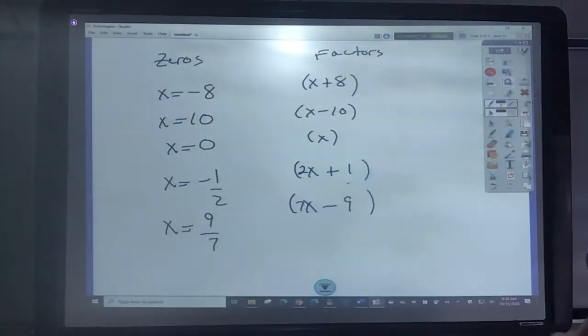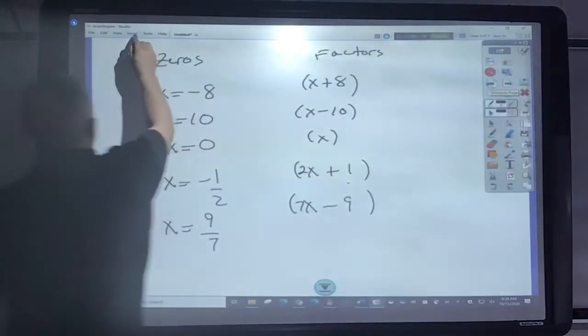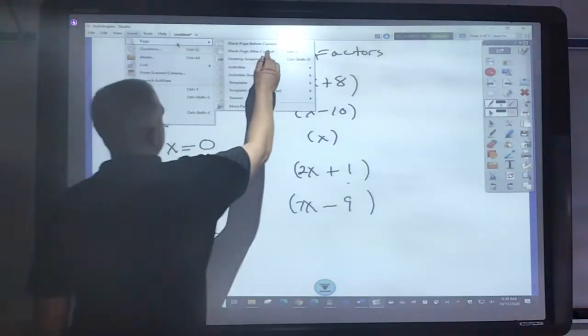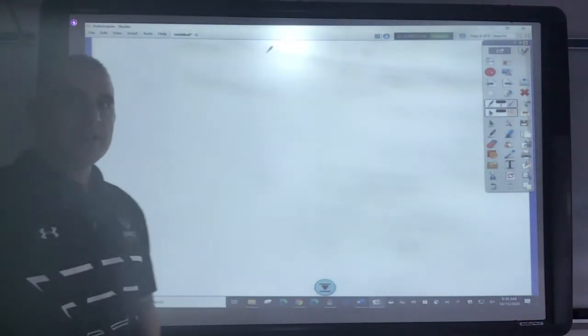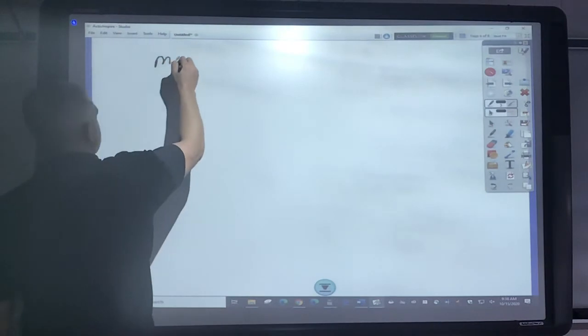Now, I want to talk about, oops, we want to insert another page. Well, I thought I had another page in there, insert after current. Okay, now, the next thing we want to talk about is the concept of what they call multiplicity.